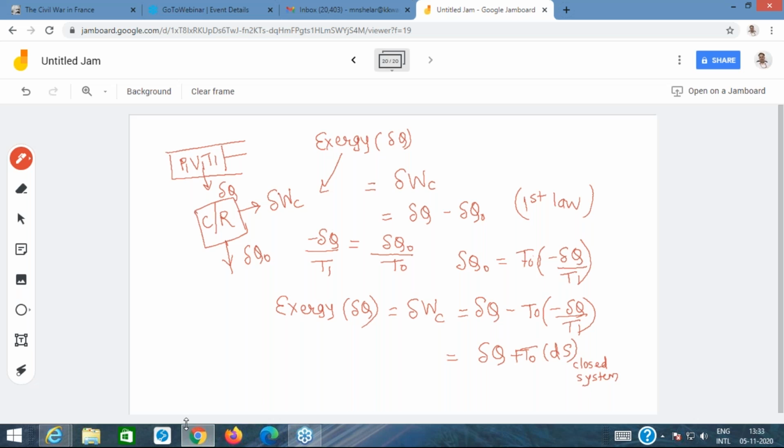Because this is negative, obviously the Carnot engine work has to be less than del Q. So this del Q is a heat transfer. If I want to find the exergy of this closed system associated with del Q, I take del Q plus T naught into ds, and actually ds is negative. So in a way, this is del Q minus T naught delta S. Let us call this expression 2.